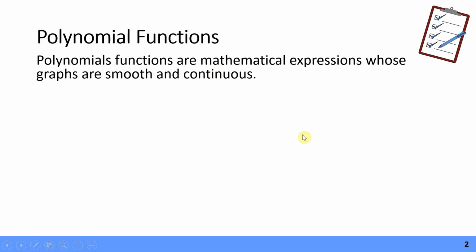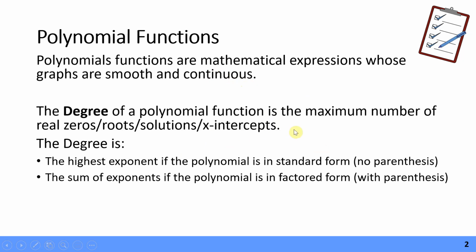So if I were to graph something, it would just look like a little snake, right? It's smooth and continuous. It just keeps on going. Now, when we're talking about polynomials, there's a very important thing we're going to be seeing over and over, which is the word degree. So let me just tell you what that means.